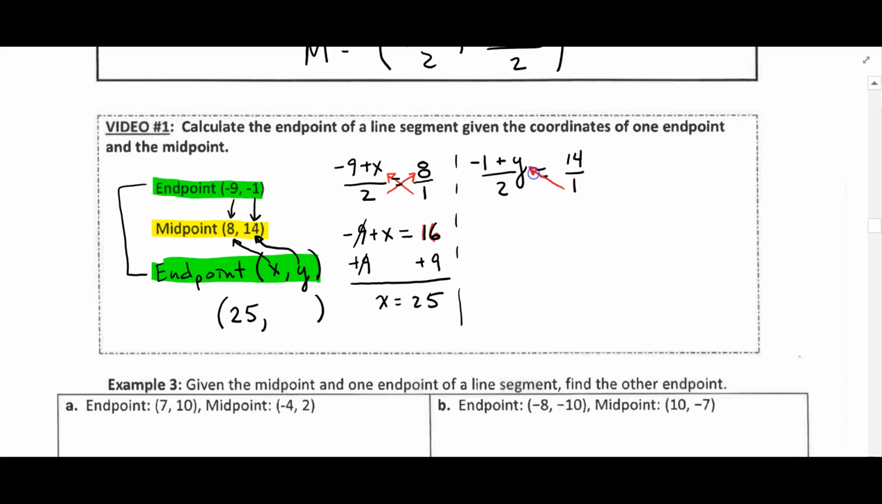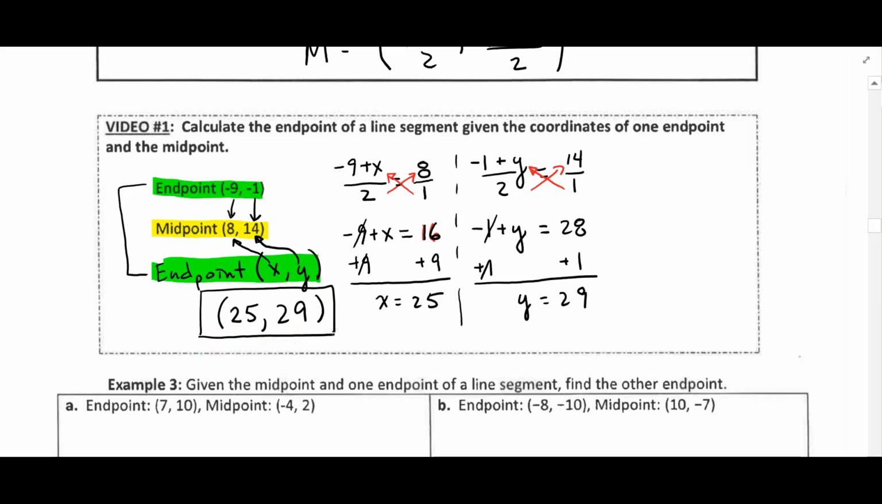So again, 1 times the stuff in the upper left is just going to be -1 + y. And then 2 times 14 is 28. And again, using our inverse operations, we'll add 1 to both sides. Those cancel out, and I'm left with y is equal to 29. So my y coordinate is 29. So the other endpoint is (25, 29).